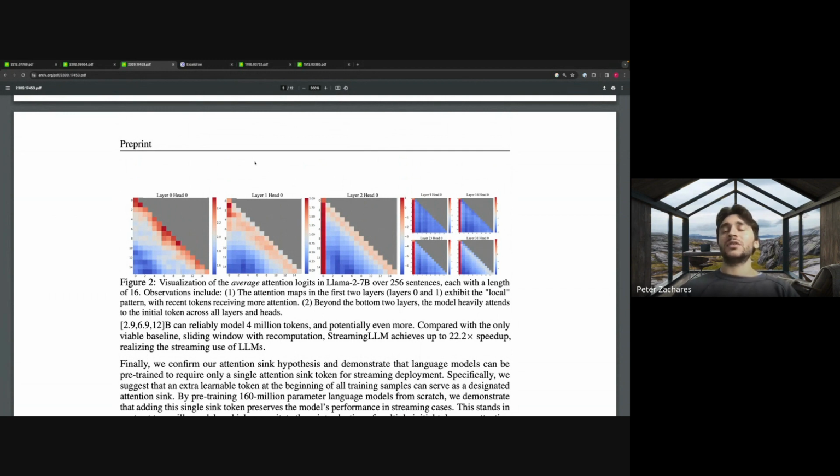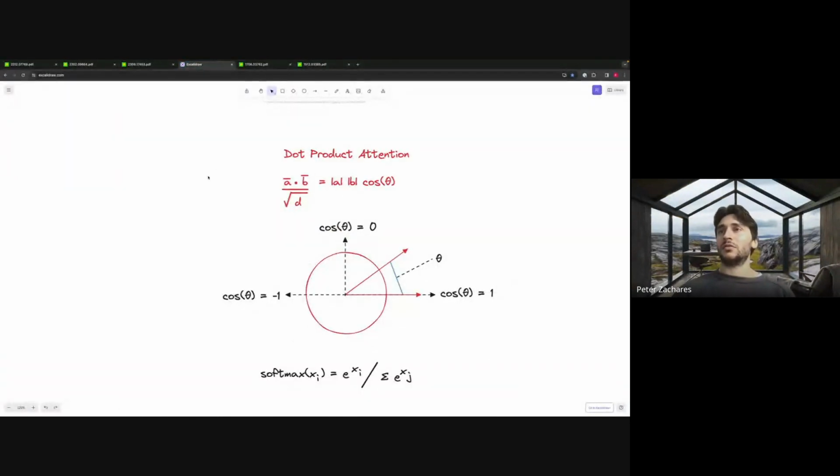So I wanted to, at this point, take a step back and look at how attention weights are calculated, in the hopes of giving you an idea of what it means to be an attention sink from a mathematical point of view. So I made a really simple diagram. Transformers use what's called dot product attention.